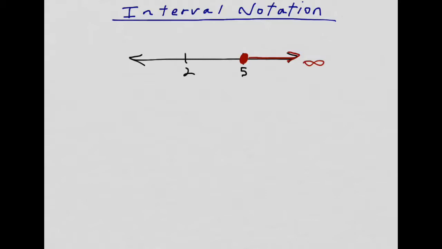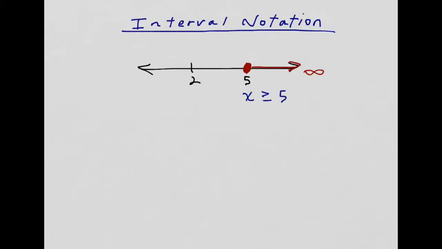So we're talking about 5 being included because this circle is colored in, and all the values to the right of it between 5 and infinity. We understand this number line because that's what we've worked with since way back in Algebra 1. One way of describing this interval is x is greater than or equal to 5, because it's colored in. Or in set builder notation, x such that x is greater than or equal to 5.